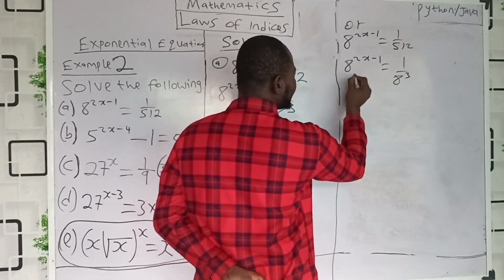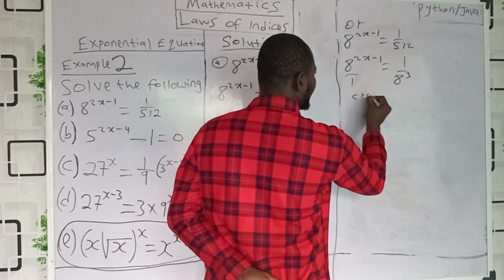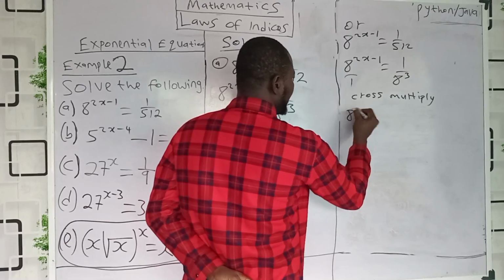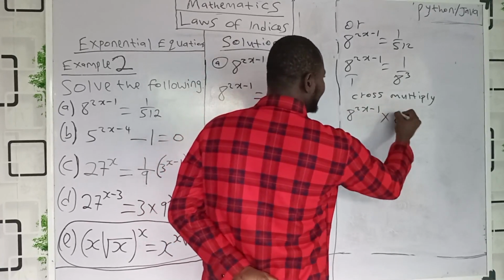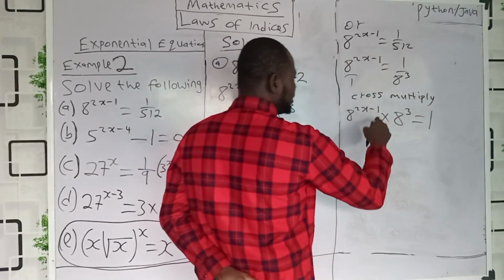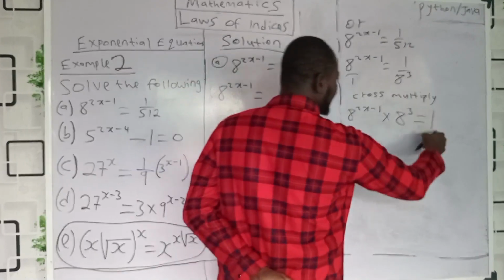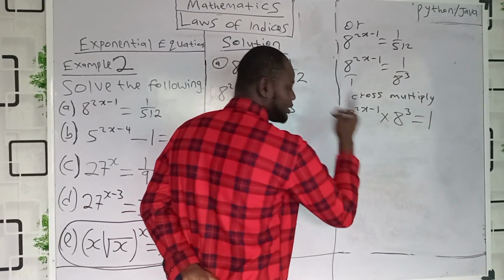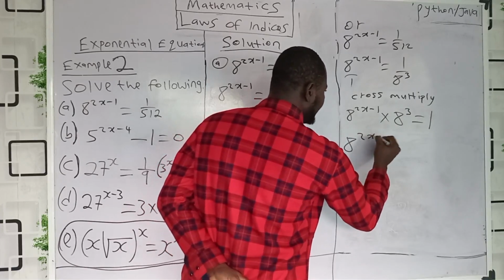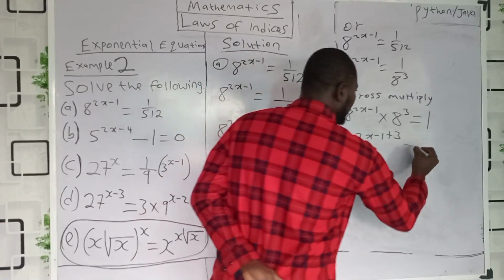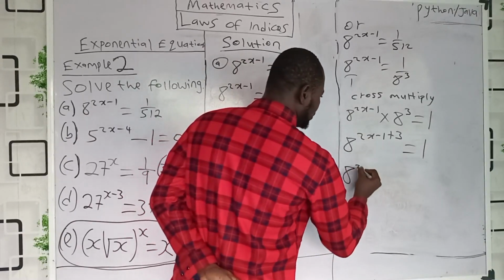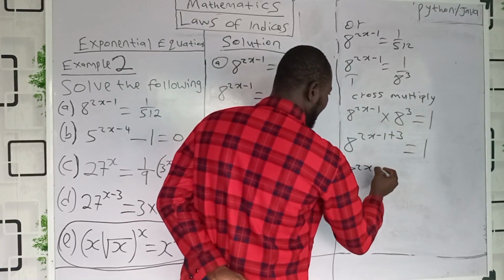I can do something. This is like over 1. I can cross multiply. Cross multiply: 8 raised to power 2x minus 1 multiplied by 8 raised to power 3 equal to 1 times 1. That is 1. This times this gave us this at the left hand side. 1 times 1 gave us 1. Then you remember one of those laws, the first law of indices. I will pick one of the 8s. So 8 to the power 2x minus 1 plus 3 equal to 1. Beautiful. Now, this is 8 raised to power 2x minus 1 plus 3, that's what?